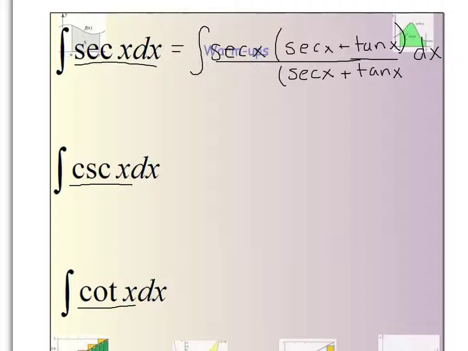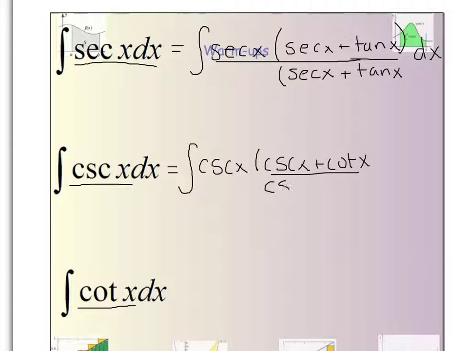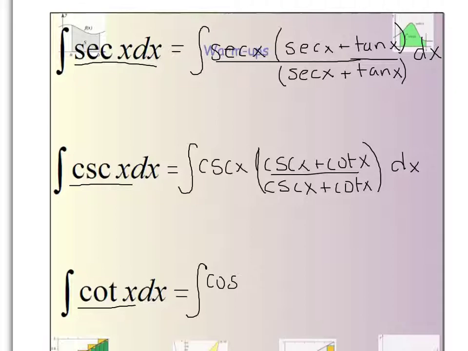And meanwhile, I'll say for the cosecant of x, we would like to do something very similar, which is multiply the cosecant by cosecant of x plus cotangent of x over cosecant of x plus cotangent of x. I'll put that in full parentheses, dx. And the cotangent of x, that one's pretty straightforward. You know how to rewrite cotangent of x, excuse me, as cosine of x over the sine of x dx.